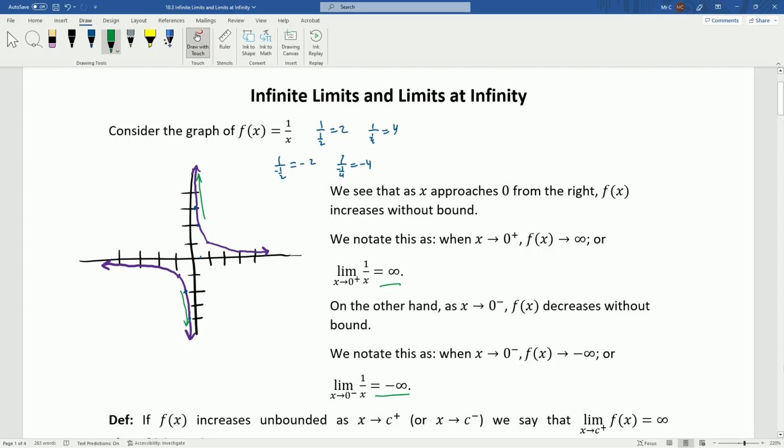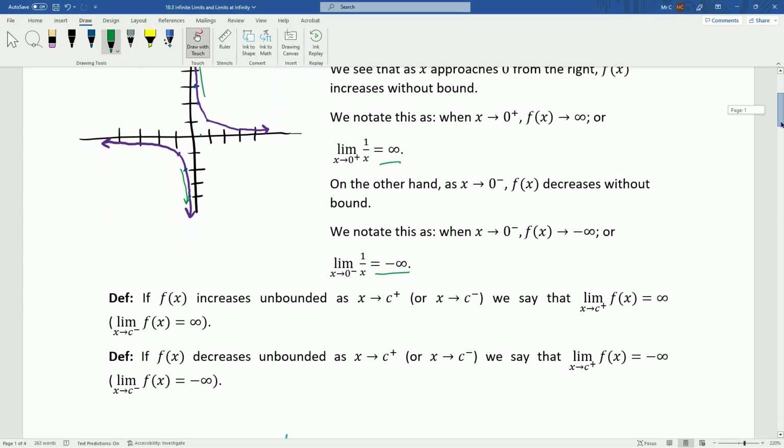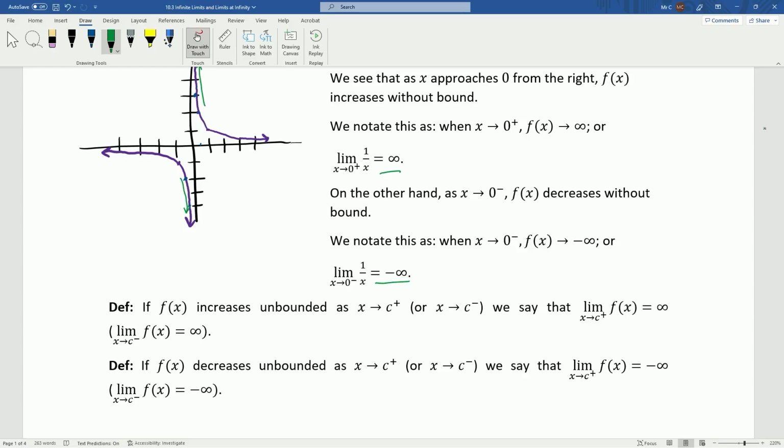Okay, so writing this as a definition, we just say if f of x increases unbounded as x goes to c from the right or left, we say that the limit as x goes to c from the right or the left is infinity. If it decreases unbounded as x goes to c from the right or left, we say that the limit as x goes to c from the right or left is negative infinity.